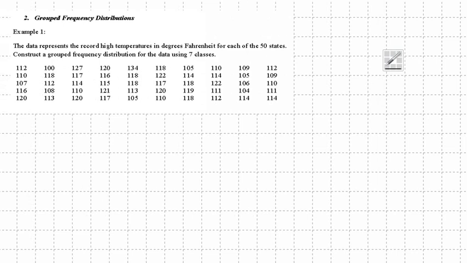Another table can be used for quantitative data, called the grouped frequency distribution table. To construct this table, as we said at the first step, you need to find the highest value and the smallest value. The smallest value is 100, and the highest value is 134. So, first step, let's find the range. The range equals 134 minus 100, which is 34. Oh, we have a very big range. We can't construct a table containing 34 classes, so we need to divide the 34 into 7 classes.